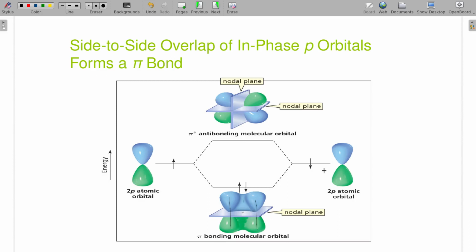And along with the possibility of creating this pi orbital, there's also the chance of making an antibonding orbital, which is just where the phases are out of alignment. So we get 2 nodal planes. We get the nodal plane that goes through the middle, where the nodal plane was for the individual p orbitals, and then we get one going right down the middle of the atom itself.